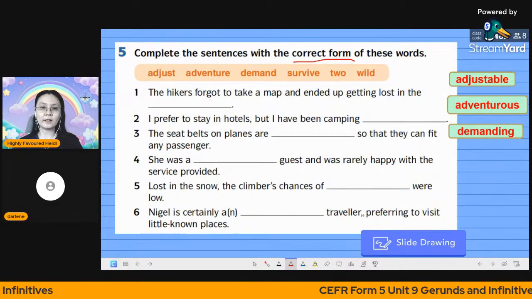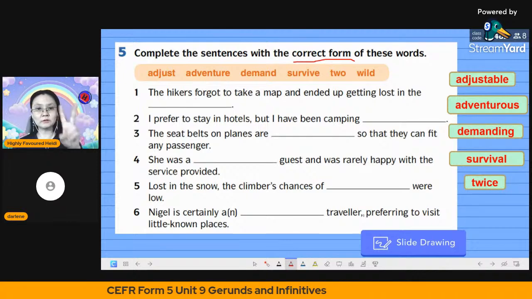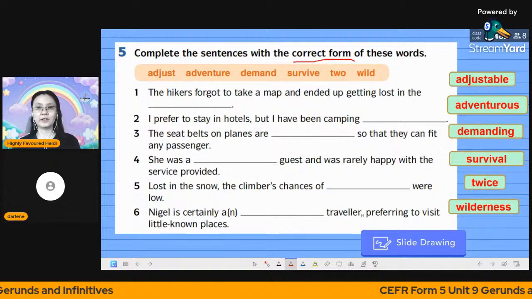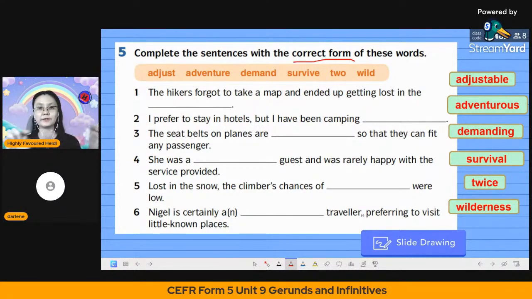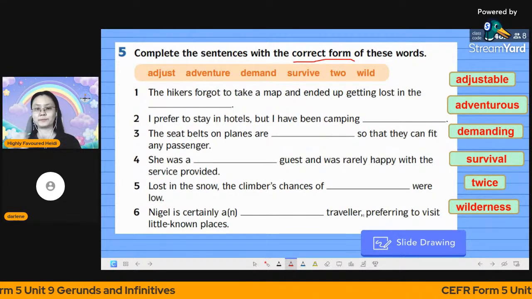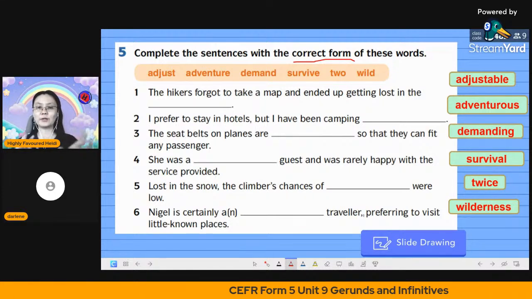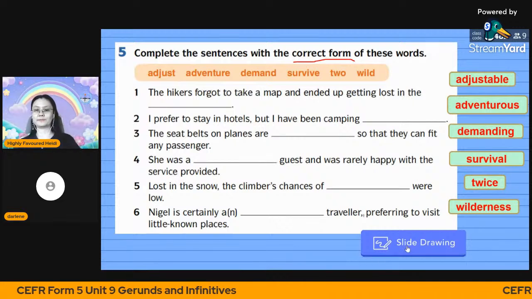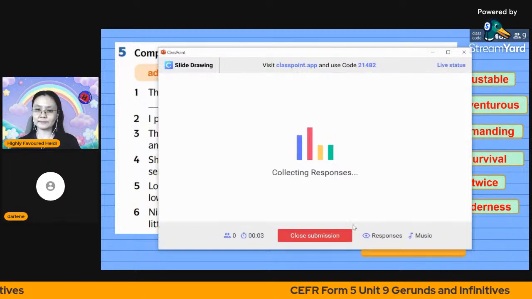Then after that, survive, survival. Two, twice. Wild will be wilderness. So this will be the correct form that you're supposed to use. Those given to you will be the root word, but you need to adjust it to the correct form. So I've given all of it for you, and you just need to fill in. It's up to you how you want to fill in. We'll start with the slide drawing. I think you are familiar with it.